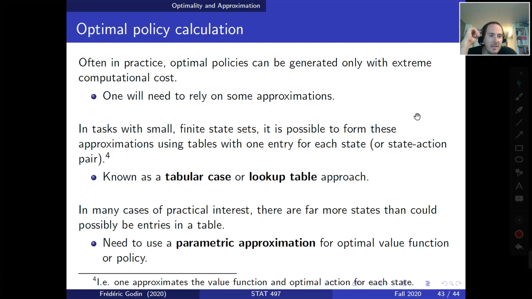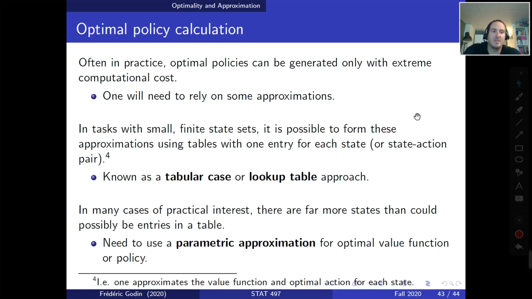However, for many cases of interest, the number of states is much bigger than what we could handle through a table. For example, backgammon has approximately 10 to the power 20 states, and you won't be able to store 10 to the power 20 values in a computer. So in that case, it's impossible to represent the value function through a table. You will need to set up parametric approximations for the optimal value function.